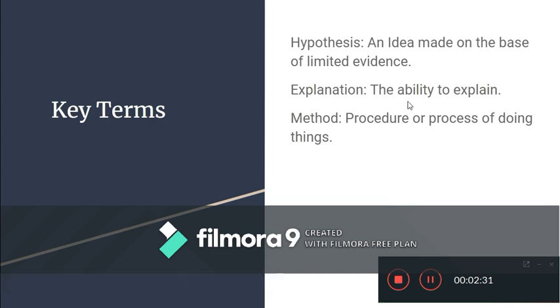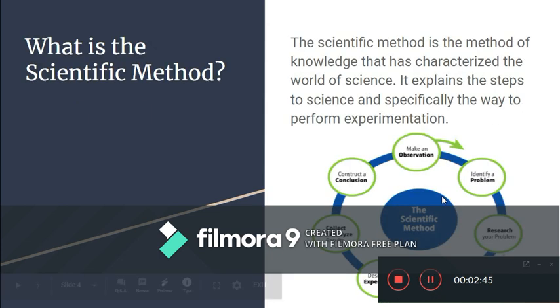The scientific method has been used in many different ways, many different times, and in many different projects and worldwide experimentations. It's really important that we follow the steps of the scientific method, so that when we're conducting an experiment, we make sure that we're doing it not just correctly, but in a way that's going to make for the best outcome. And also, it explains the steps to science and specifically the way to perform experimentation.